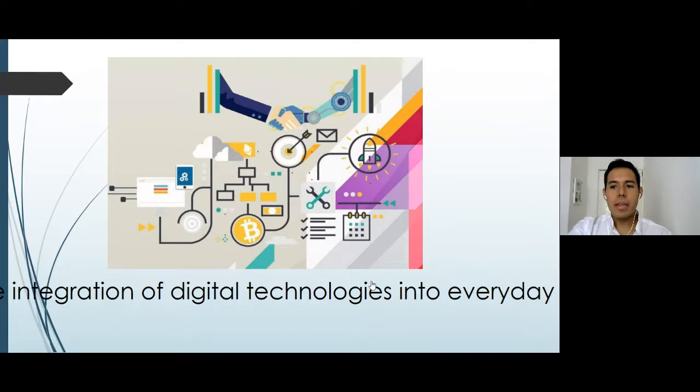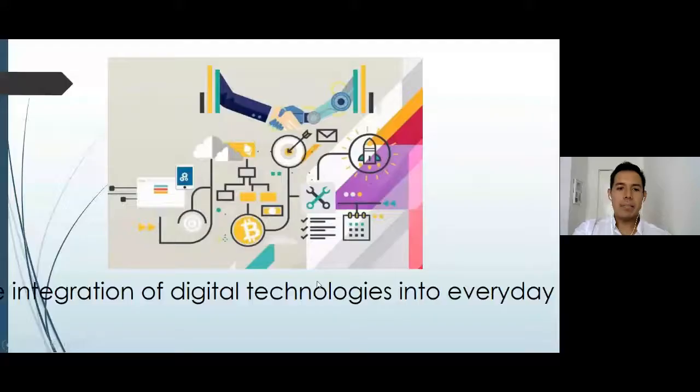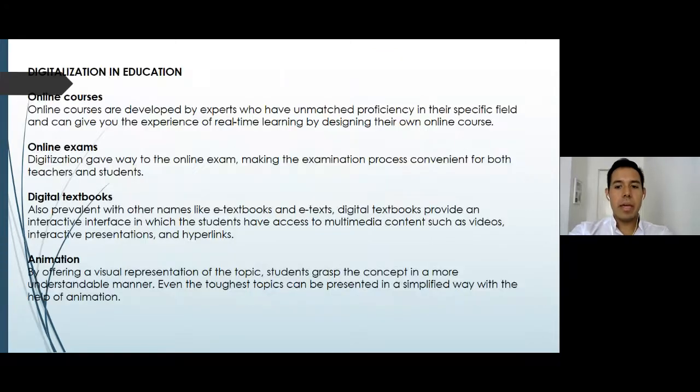Okay, so we were talking about digitalization, which is the integration of digital technologies into everyday life. Now we're going to focus on something a little bit more specific, which is education. We talked about how the internet has changed our lives based on artificial intelligence or devices. If we could outline some of the most common examples of digitalization in education, it is definitely online courses.